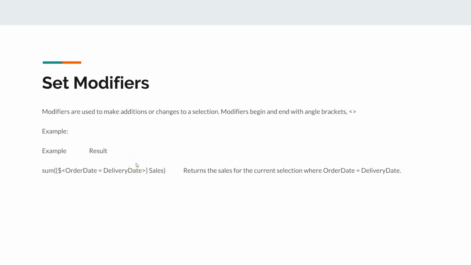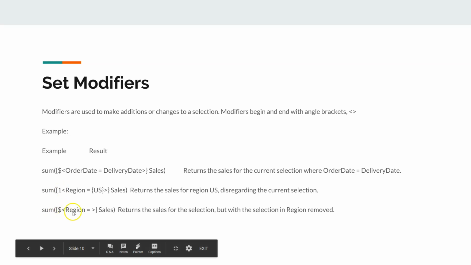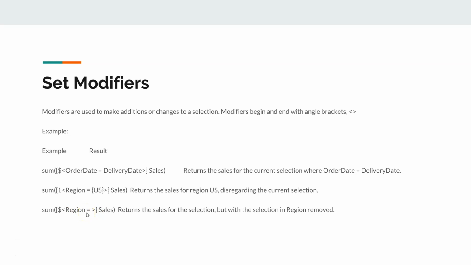Let's see another example. So here we are saying that give us the sales only for the region US and disregard all the selection, as we have passed on the identifier 1. Similarly over here we are saying that give us the sales for the current selection but disregard the selection in the region. That means whatever selection you will make in the region will not be considered.